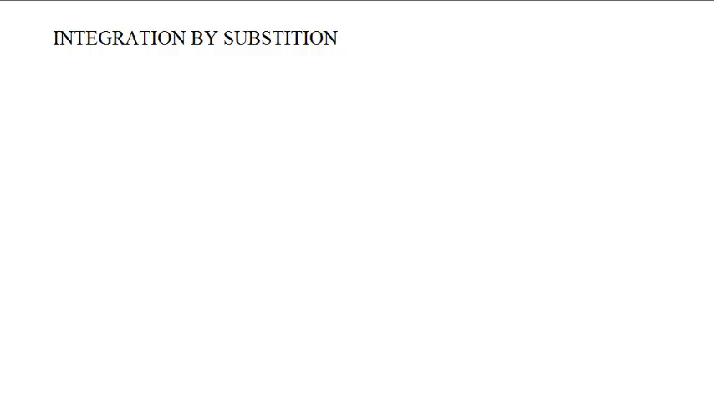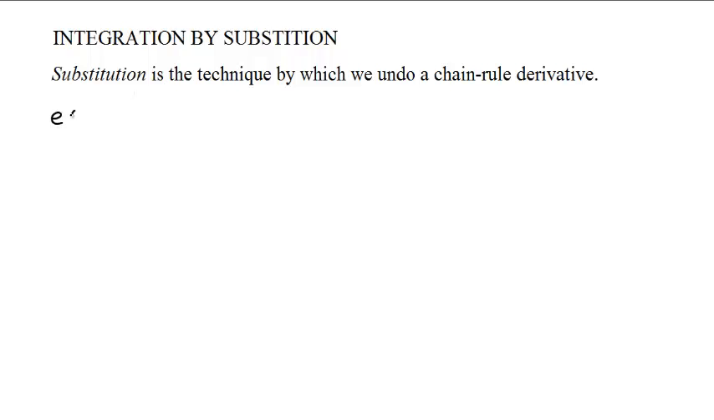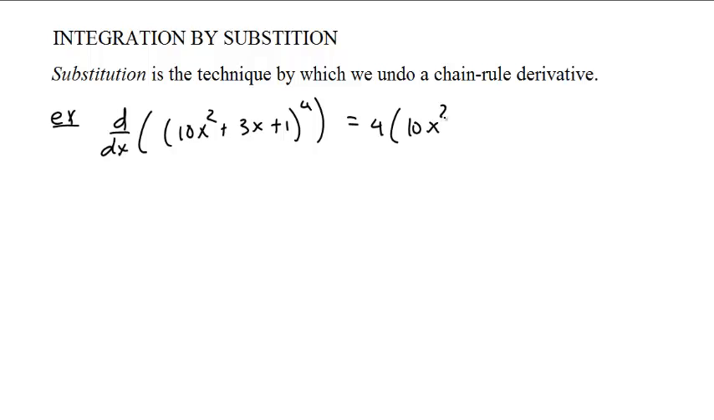Integration by substitution. Integration by substitution is a technique by which we undo a chain rule derivative. Let's do a couple examples. For example, the derivative of, let's say, (10x² + 3x + 1)⁴ is 4 times (10x² + 3x + 1)³ times (20x + 3).